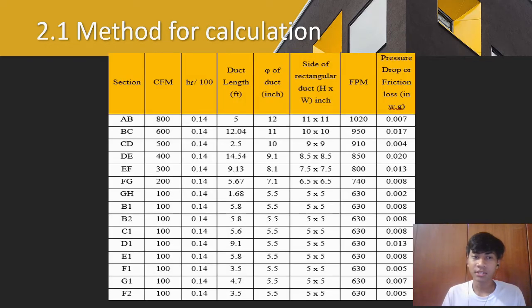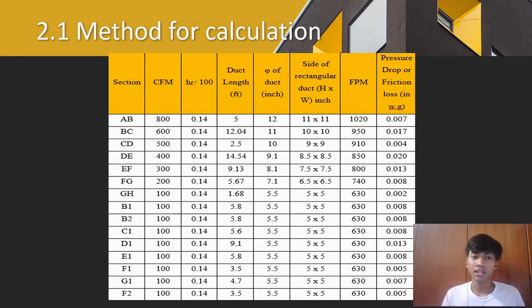So this is the table that we already calculated, and we compiled it into one table. As you can see, this is the section of each ducting. This is the CFM that we provide from the diffuser, because one diffuser provides 100 CFM. This is HF per 100. The reason the number is 0.14 is because we use galvanized steel.